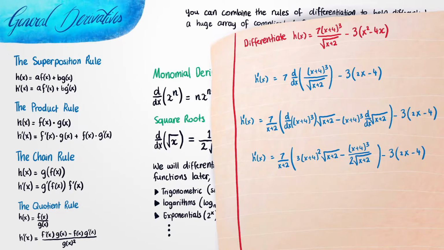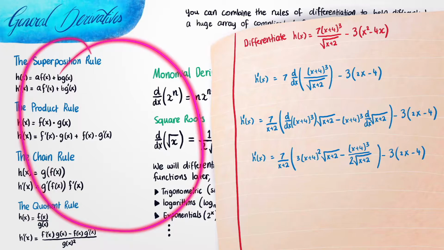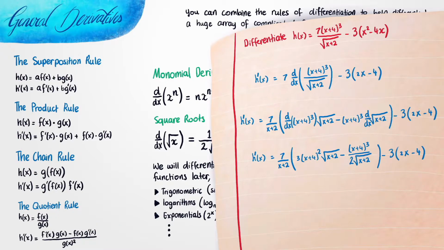So, welcome back to the second part on this presentation on the general derivatives. In the last part, we wrote down all of the rules of differentiation in one convenient place, and then we used the rules to differentiate this function over here. We then remarked that doing it this way was way too complicated, and I promised that I'd show you an easier way.